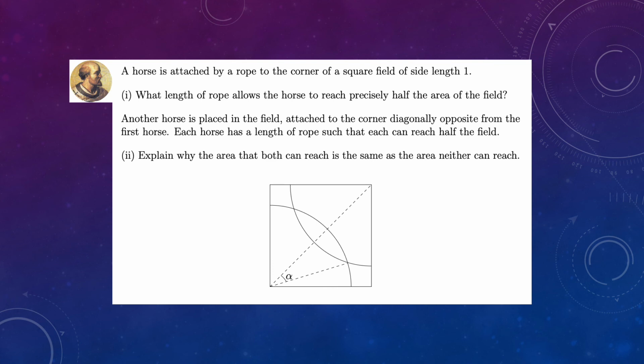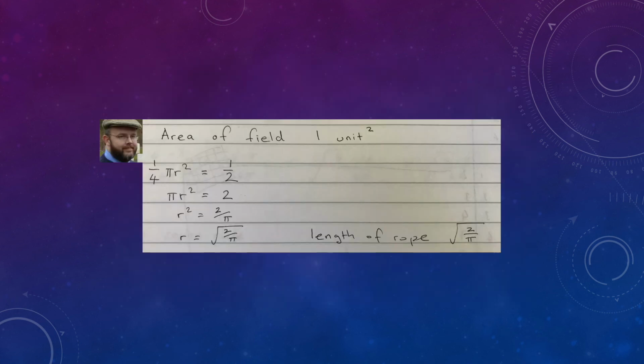So, in actual fact, the first part doesn't seem too bad. Let's have a look at that first. As the area of the field is 1 unit squared, we can say that this quarter circle that the horse can travel in, a quarter pi r squared, has got to equal a half. That's half the area, and so it doesn't come out too long before we get r must equal the square root of 2 over pi. So that's the length of the rope that we need.